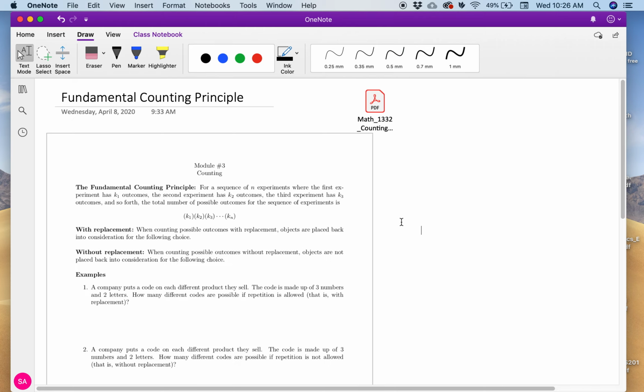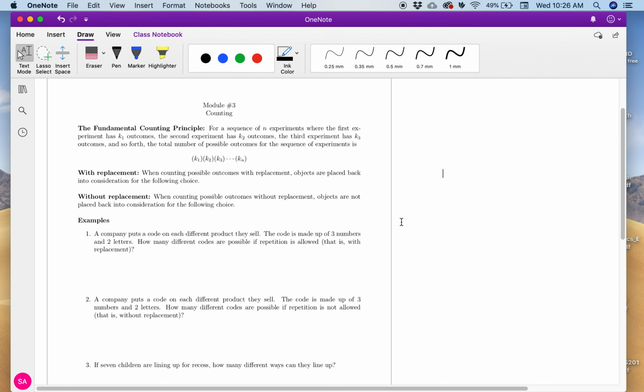It's kind of a long definition. Let me zoom in a little bit. I'm going to go ahead and read it. For a sequence of n experiments, where the first experiment has k sub 1 outcomes, the second experiment has k sub 2 outcomes, the third experiment has k sub 3 outcomes, and so forth, the total number of possible outcomes for this sequence of experiments is, and they just multiply these numbers together, k sub 1 times k sub 2 times k sub 3, and then if there's more, you just keep multiplying.